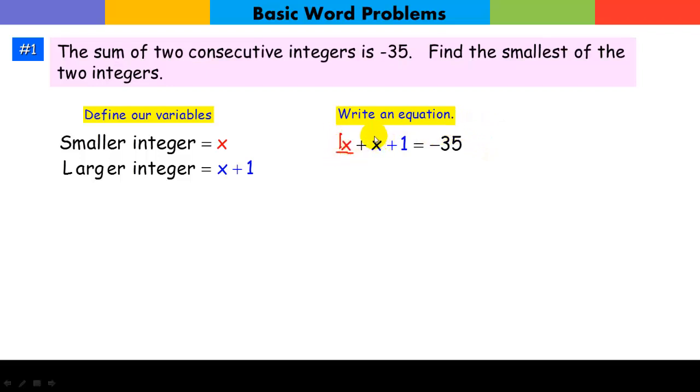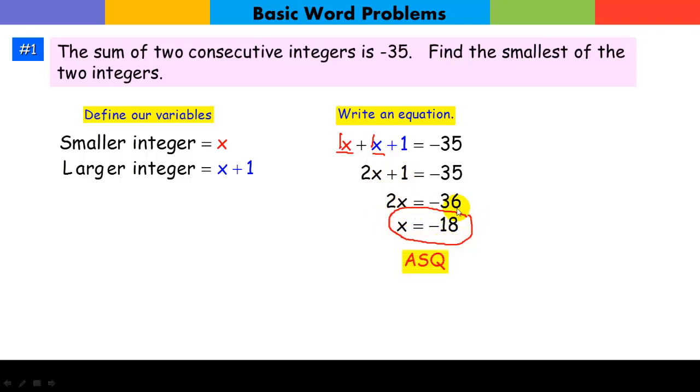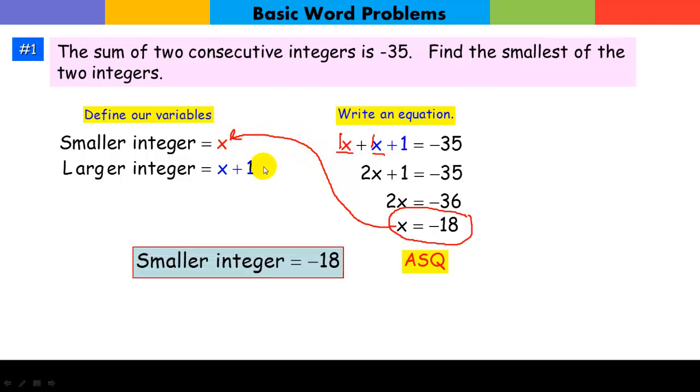These of course are like terms. Subtract 1 from both sides, divide by 2, and x equals negative 18. Yay! But wait. What's the question? In this case, it says find the smallest of the two integers. What did I solve for? X happens to be the smaller of the two integers, so the smaller integer is negative 18.